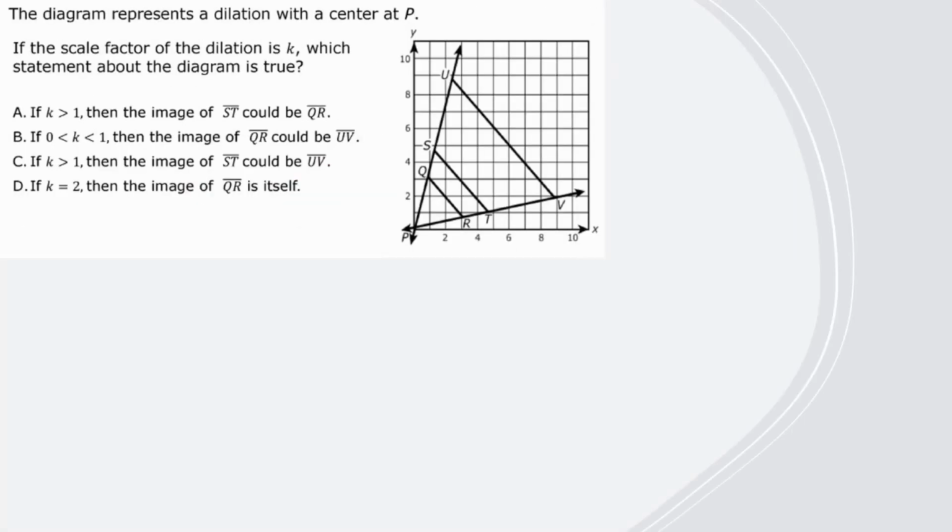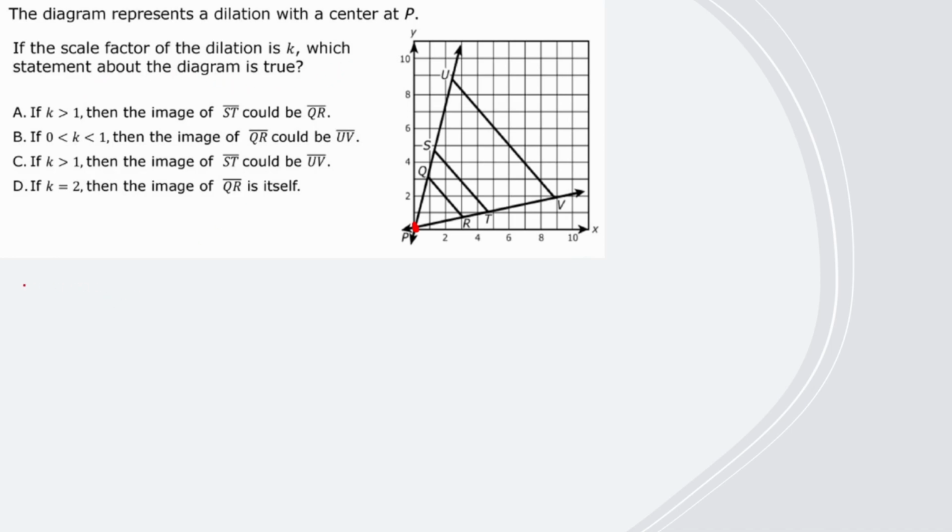Cool. Moving on. The diagram represents dilation with the center of P. That is right down here. This is our center of dilation. If the scale factor of the dilation is K, which statement about the diagram is true?